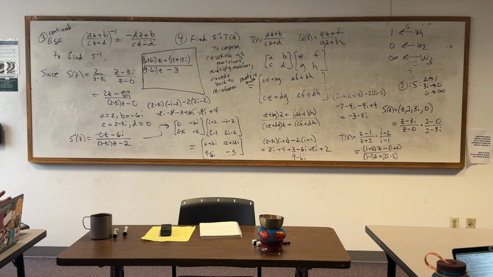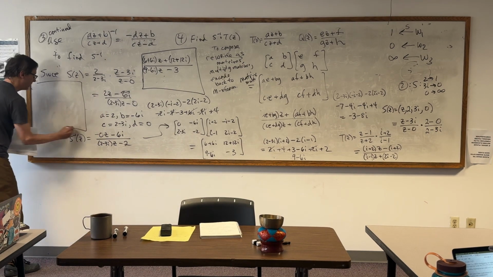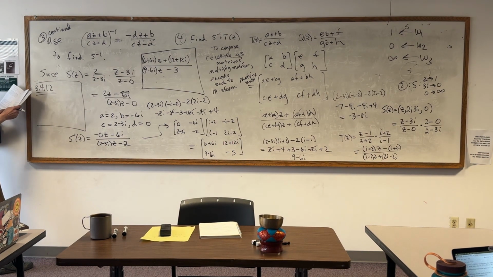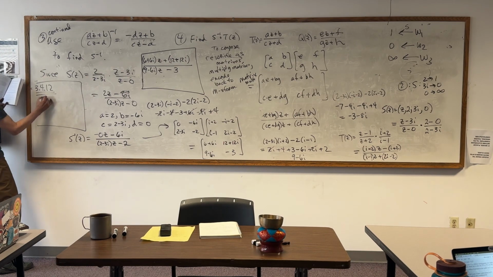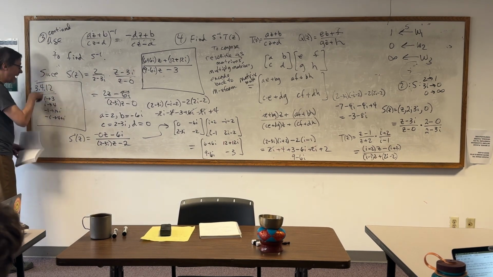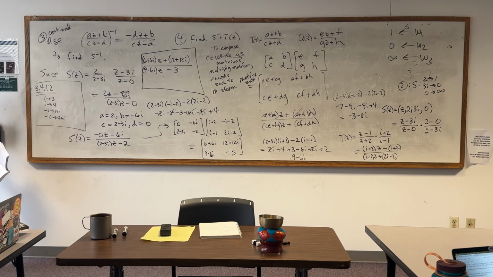3.4.12. So in 3.4.12, they say we've got this transformation that sends 1 to 3, i to 4, negative 1 to 2 plus i, and negative i to 4 plus i. They're asking us, can we create a Mobius transformation that does this?